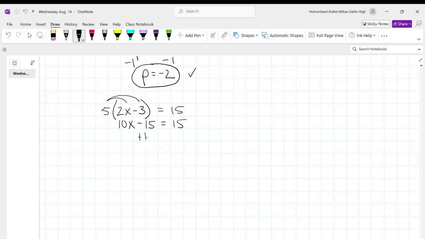So we're going to add 15 to each side. 10x falls down. The 15's cancel. And 15 plus 15 is 30. We're going to divide both sides by 10. Our 10's cancel. And our x is equal to 3.